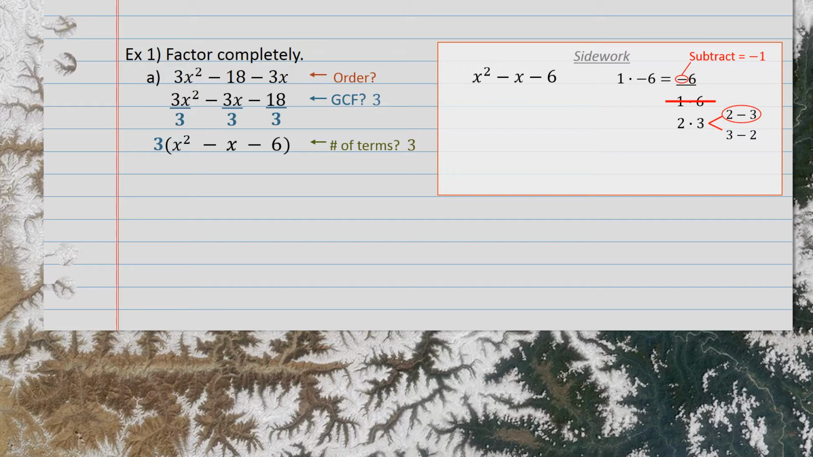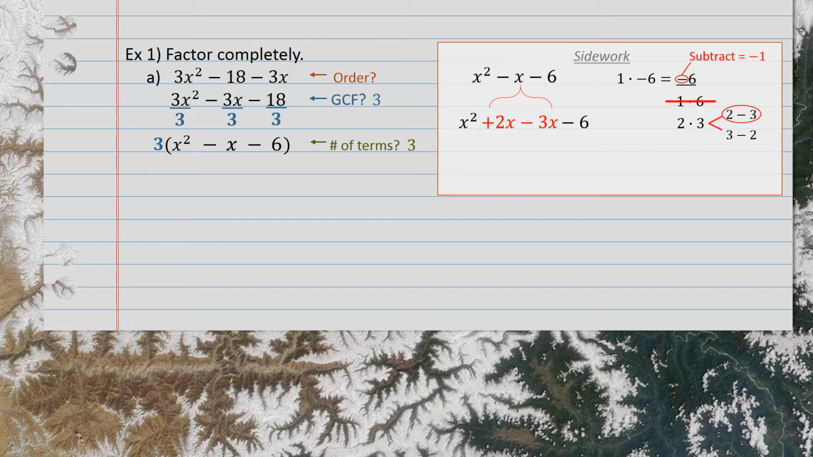And so now that we found our values, what do we do with them? Well, we expand the middle term. Instead of leaving it as negative x, we replace it with the values we just found. It's a positive 2x and a negative 3x. And we keep the other terms just as they were. So we've gone from 3 terms to 4 terms. Why is this helpful? Well, when you have 4 terms, you can do factor by grouping.